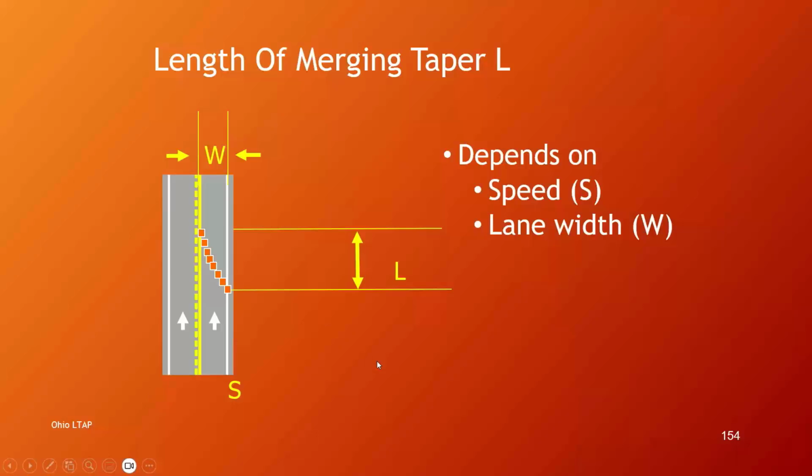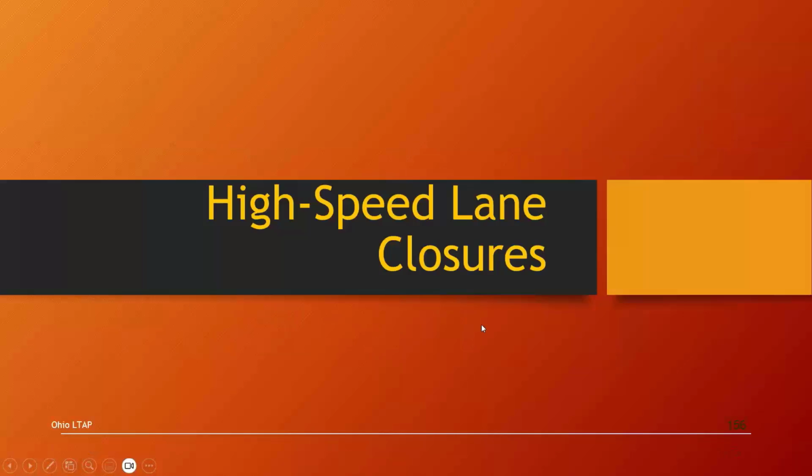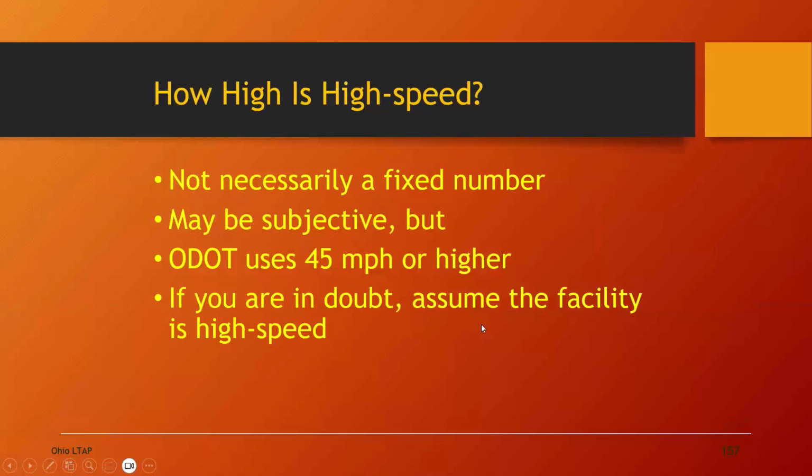Okay, so what else do we have here? The length of the merging taper depends on speed and the width of the lane. If you wondered how we come up with those, we're dealing with mathematical scientific formulas. The length of the merging taper in a high-speed situation is equal to the width in feet of the travel lane times the speed in miles per hour. Again, high speed is 45 miles per hour or higher. And it says if you're in doubt, assume the facility is high speed.